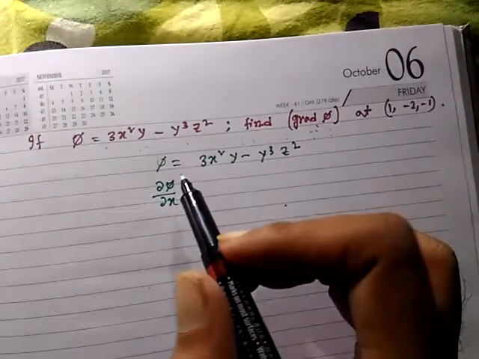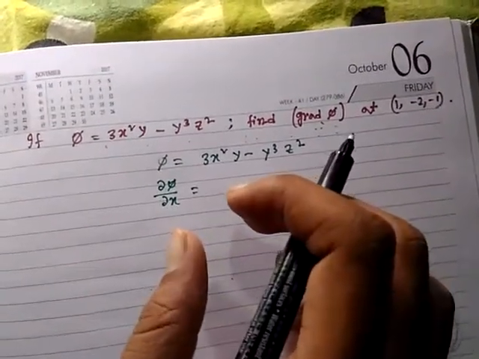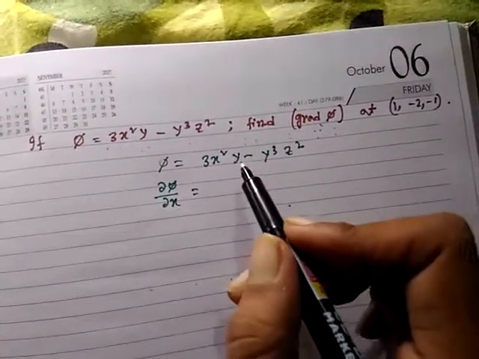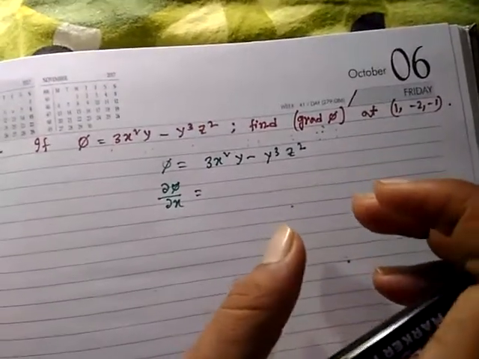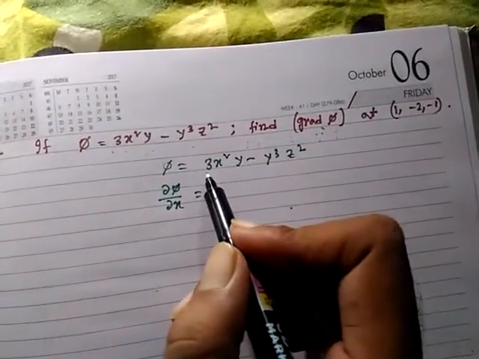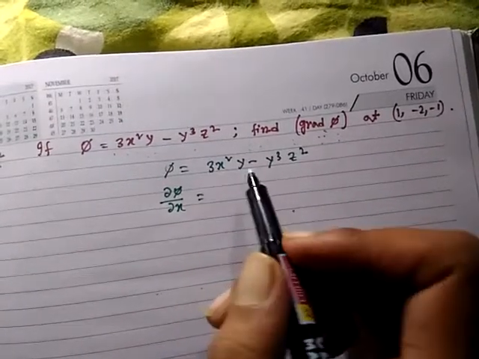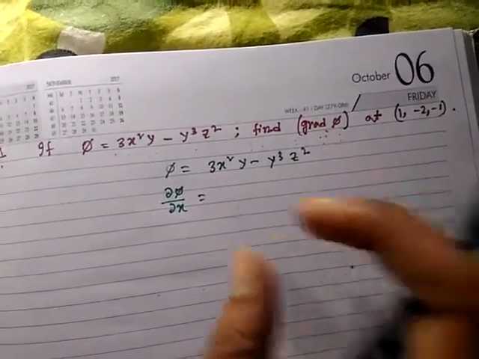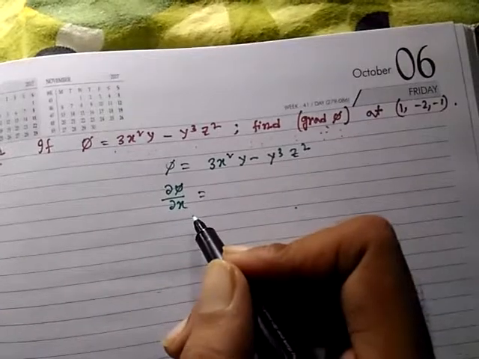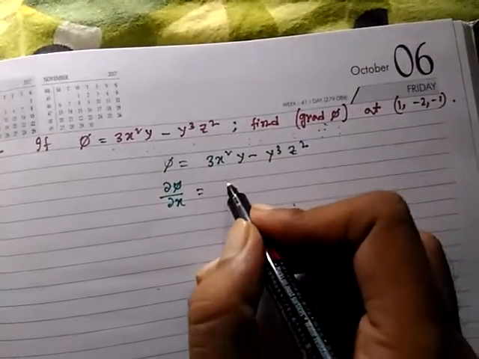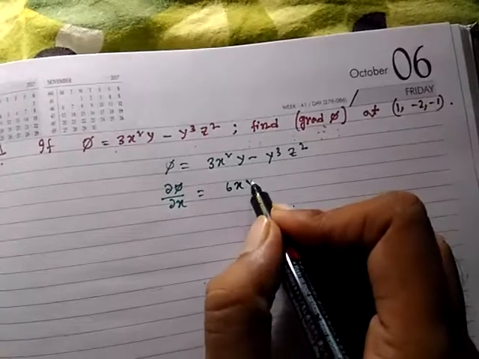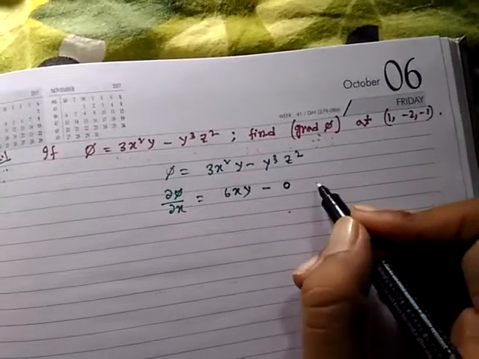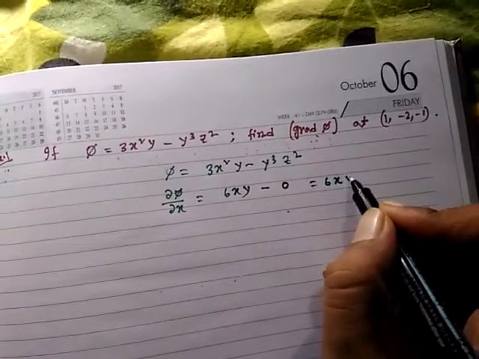And as we know the rules of partial differentiation, when we differentiate the function with respect to x, then y and z play the same role in the function as any constants. So y and z are actually constants in this case. So del phi del x will be just 6xy minus 0. So that is equal to 6xy.